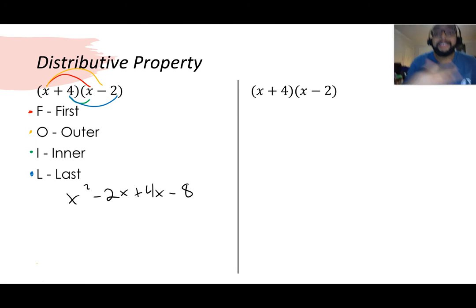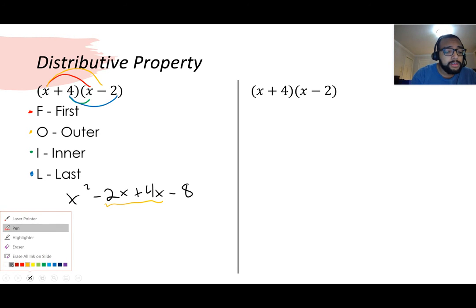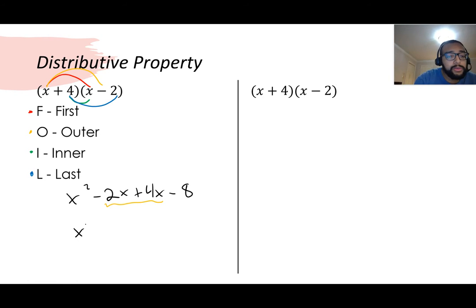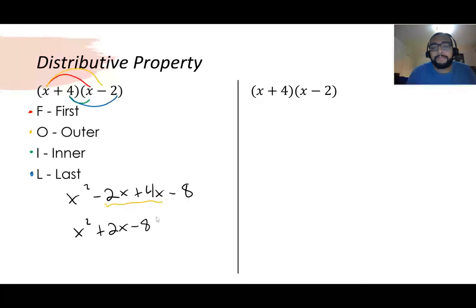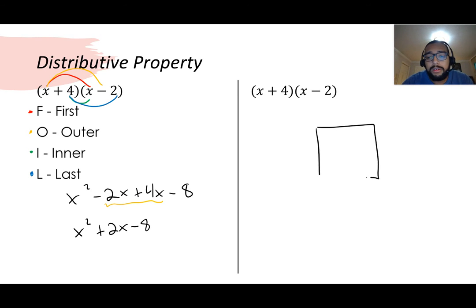And then combine like terms. So notice we can combine these middle two terms. And I'll end up with an x squared plus 2x minus 8. Now x plus 4 times x minus 2. Again, same question, but just with a different method now. Okay, so we learned a thing called the box method.